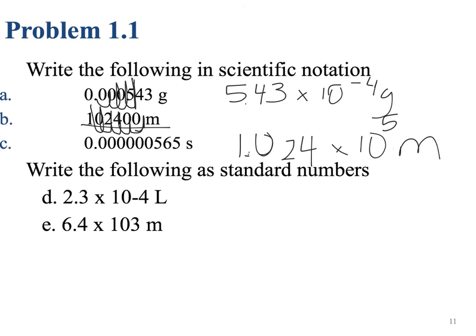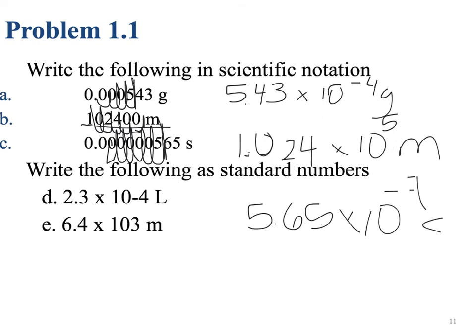This one is a very small number. We're going to take our decimal point to that place. It's going to be 5.65 times 10 to the negative 1, 2, 3, 4, 5, 6, 7. Negative 7 seconds.